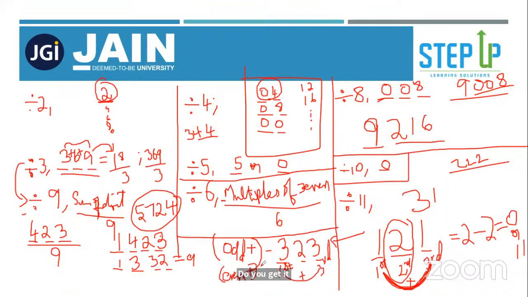Now 3 plus 3 is 6. 6 minus 2, what is 6 minus 2? 4. I should get 0 or 11. If I get any other answer, then the number is not divisible by 11.